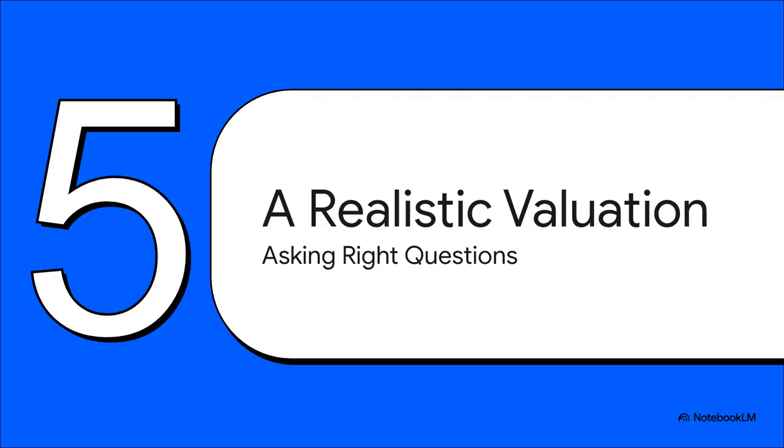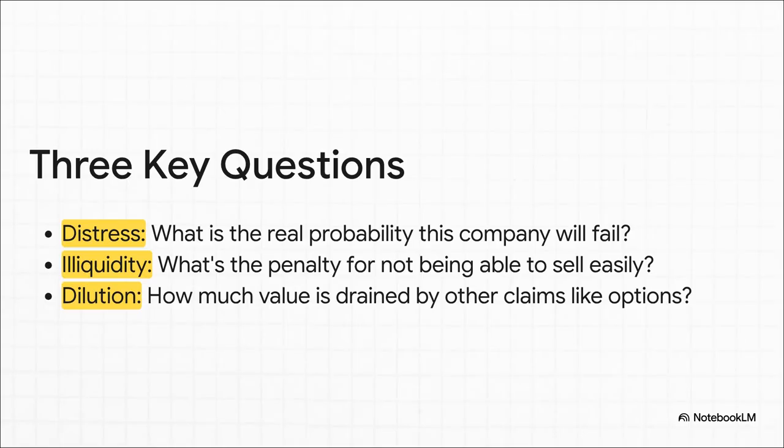So by putting these three pieces together, distress, illiquidity, and dilution, we move way beyond a simple and, let's be honest, often misleading number on a spreadsheet. We get to a much smarter, more durable, and just more realistic assessment of what an investment is truly worth. So here's the big takeaway. A great valuation isn't about finding one magic number. It's about asking the right questions.